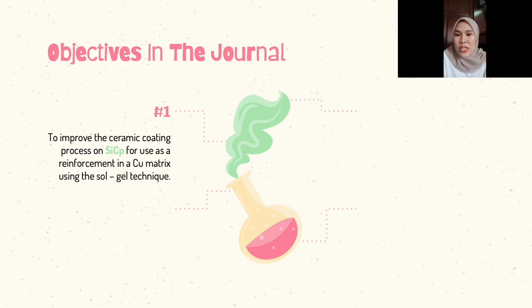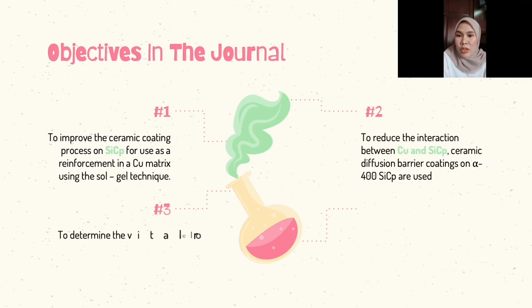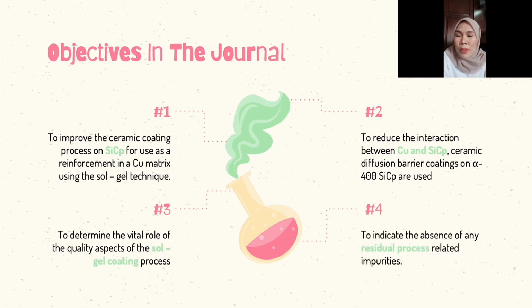Next is to reduce the interaction between copper and silicon carbide particles. Ceramic diffusion barrier coatings on alpha silicon carbide particles are used. At the copper silicon carbide particle interface, the sol gel manufacturing technology has been refined to generate a fairly homogeneous protective barrier layer. Not only that, this study also was to determine the vital role of the quality aspect of the sol gel coating process and to indicate the absence of any residual process-related impurities.